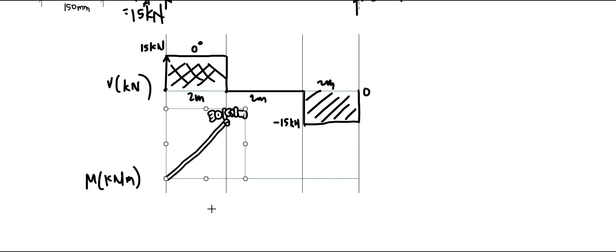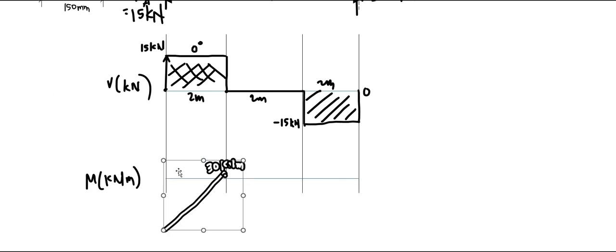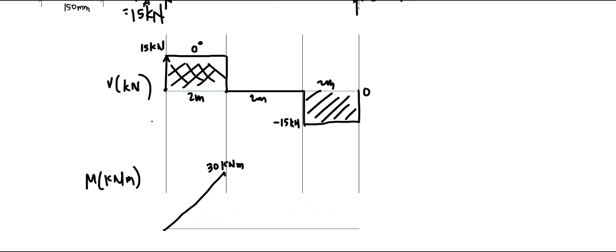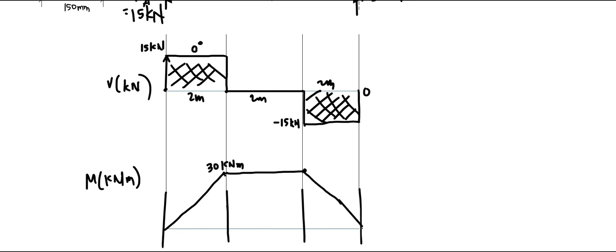Let's move this downwards. And then from this point here, it decreases by the value of this area, 15 times 2, that's 30. So it goes back to 0. So based on the moment diagram, the maximum moment is 30 kilonewton meters.